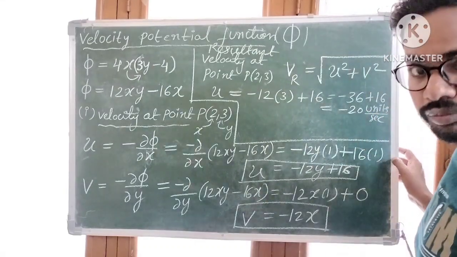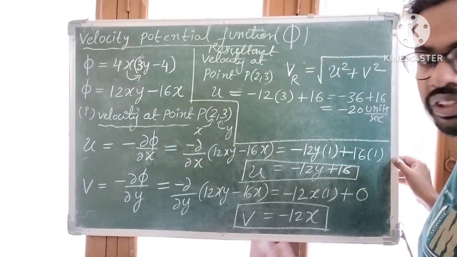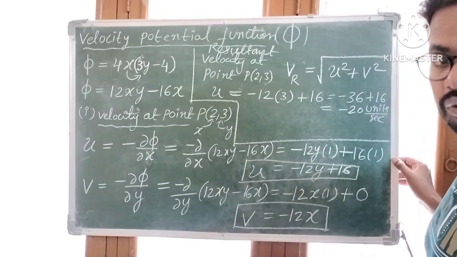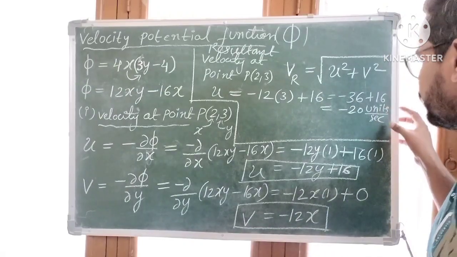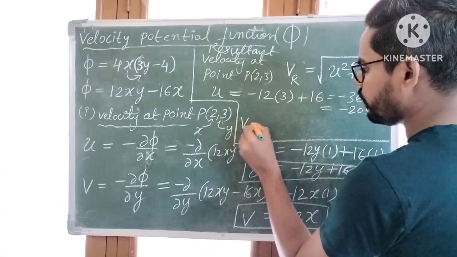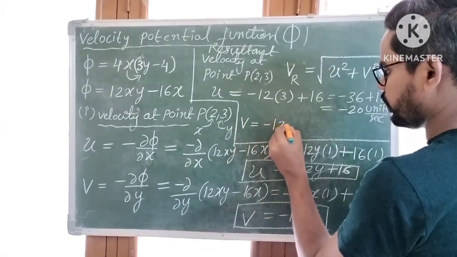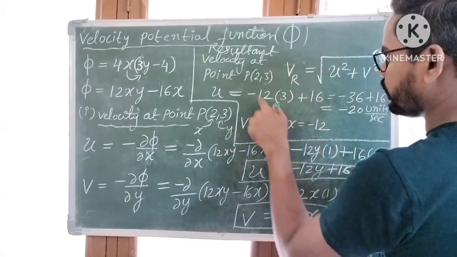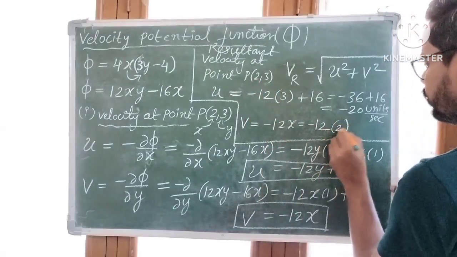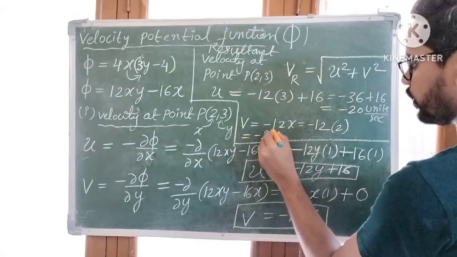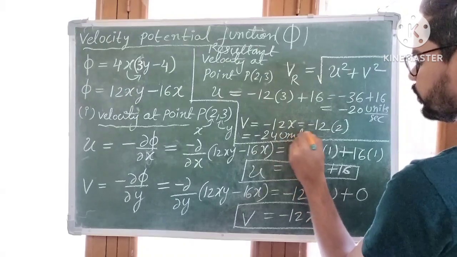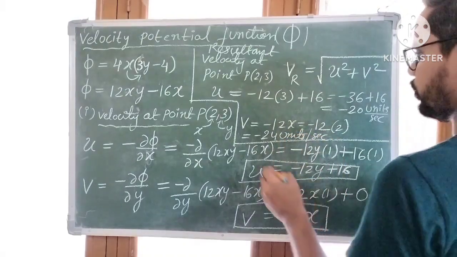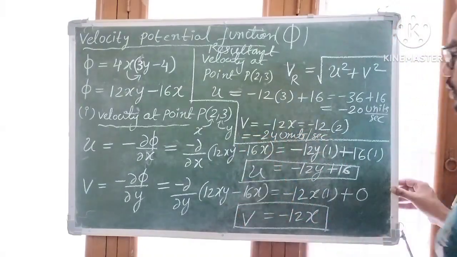Velocity units are generally meter per second. Anyhow, he didn't mention anything about units, so that's why we considered units per second. And what about v? v is equal to minus 12x. So what is the value of x here? The x value is 2. So minus 12 into 2 is minus 24 units per second.